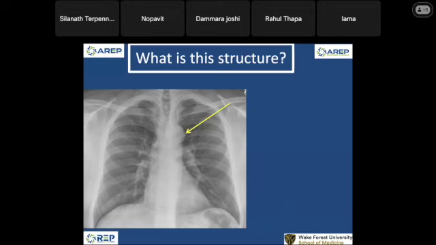Okay, what is this structure? I know it's just what you're talking about. It just looks like the aortic arch. So it's not the aortic arch. It's something close to the aortic arch.